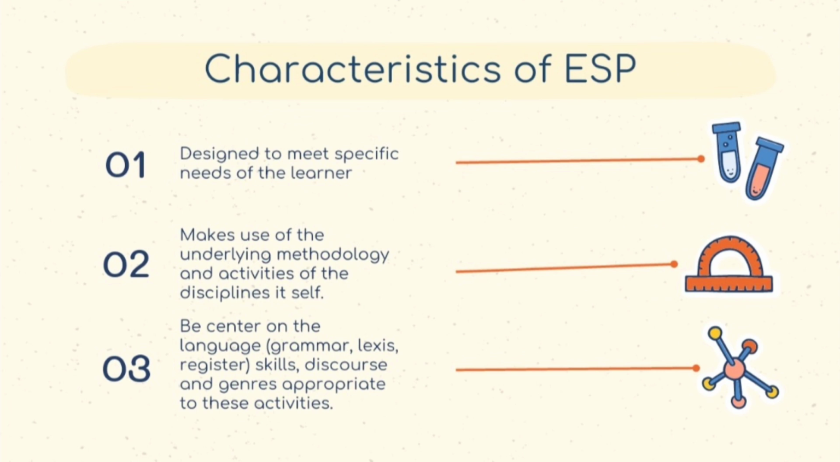As for the first ESP characteristic: designed to meet specific needs of the learner. The second: makes use of the underlying methodology and activities of the discipline itself. And the last: be centered on the language, grammar, lexis, registers, skills, discourse, and genres appropriate to these activities.